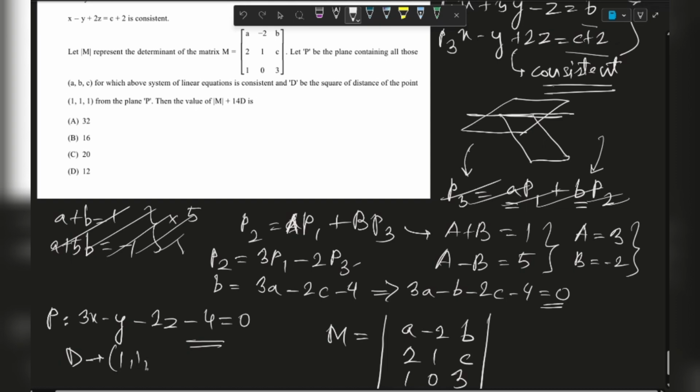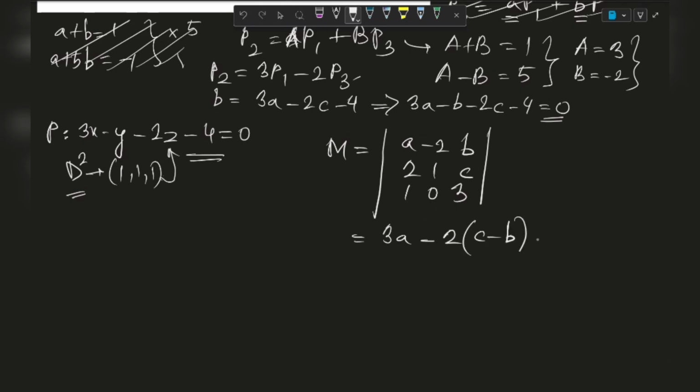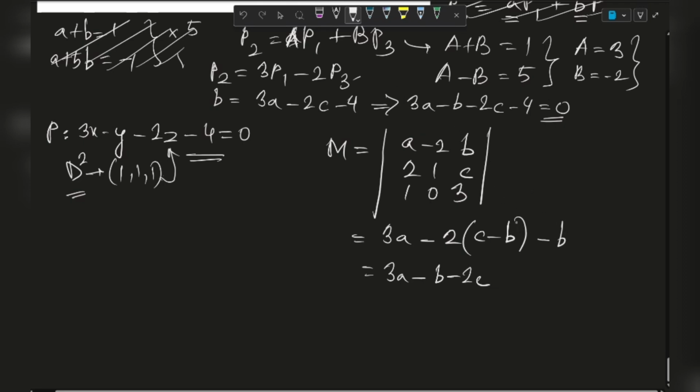And one more thing that we have to find is capital D, the distance of the point, rather the square of the distance. You have to find d squared. This is the square of the distance of this particular point from this particular plane. So let's find that out. If you manipulate this determinant, it will come out as 3a, and c into 0 is 0. This is minus 2 times c minus b, and this is minus b. So this is 3a minus b minus 2c, and just a minute, I will check once, wait. Okay, I'm sorry, I mistook this. This is not b, this is 6.